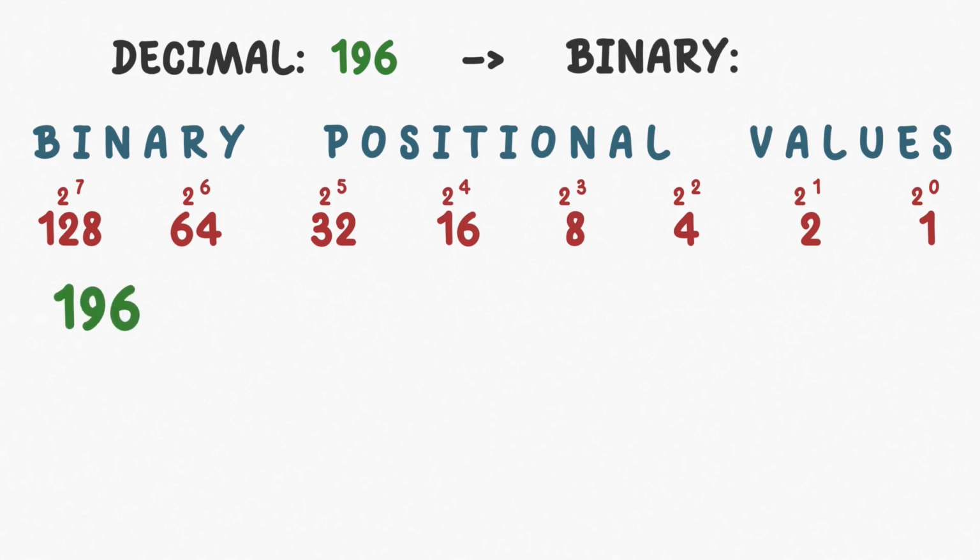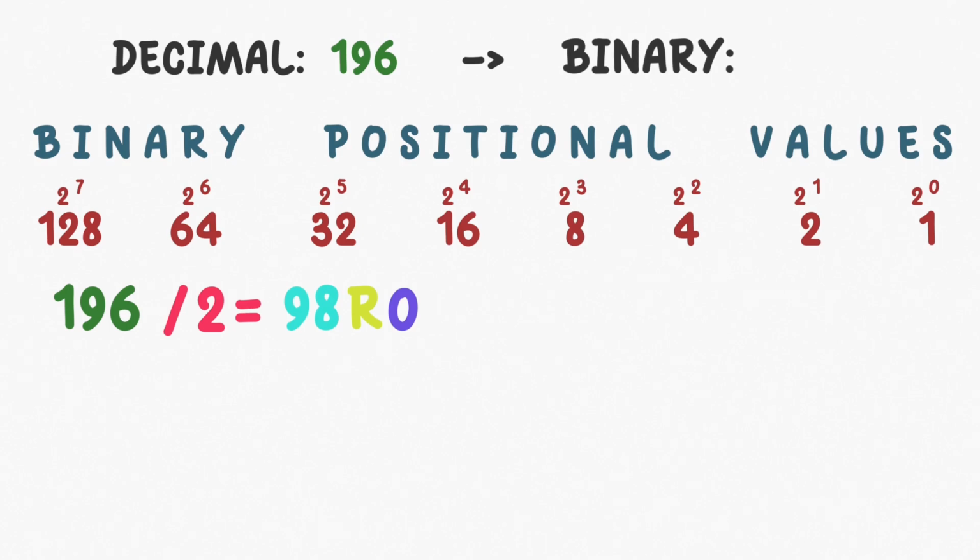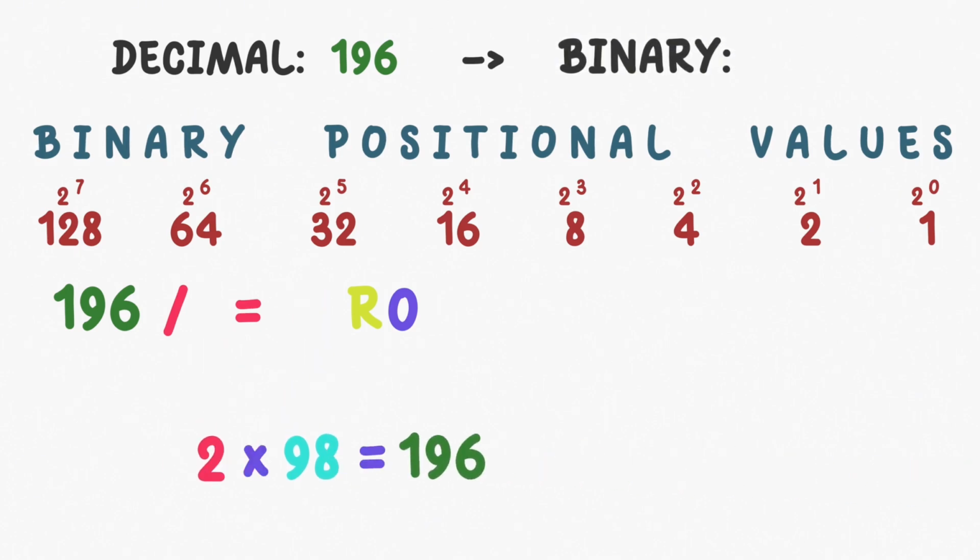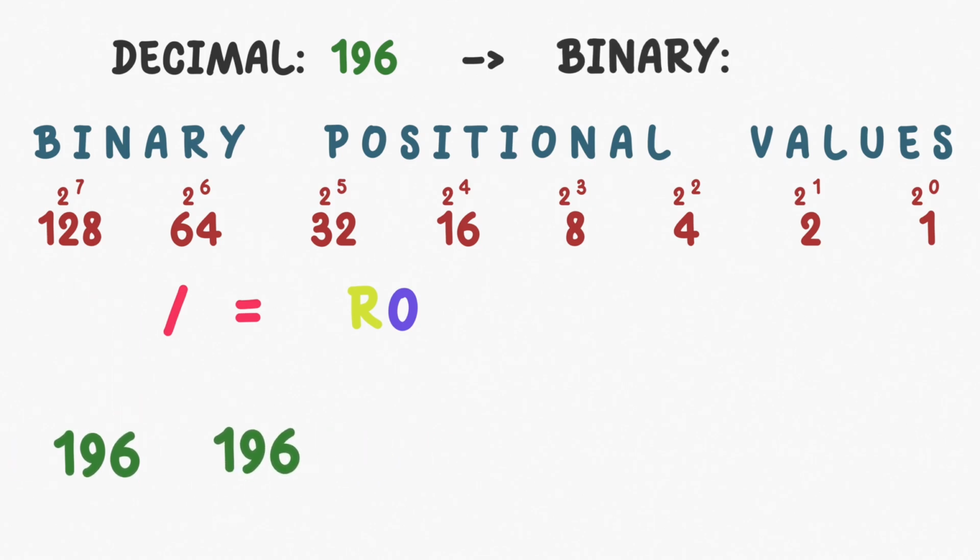First step, 196 divided by, what do you think? 2. And if you knew that, congratulations, and if you didn't, life is over. I'm sorry. Anyway, 196 divided by 2 is 98, remainder 0. We can prove this by 2 times 98, which equals 196. 196 minus 196 is 0.